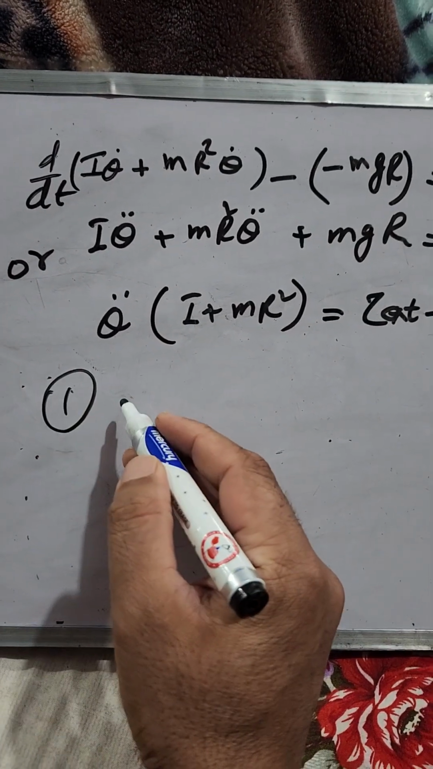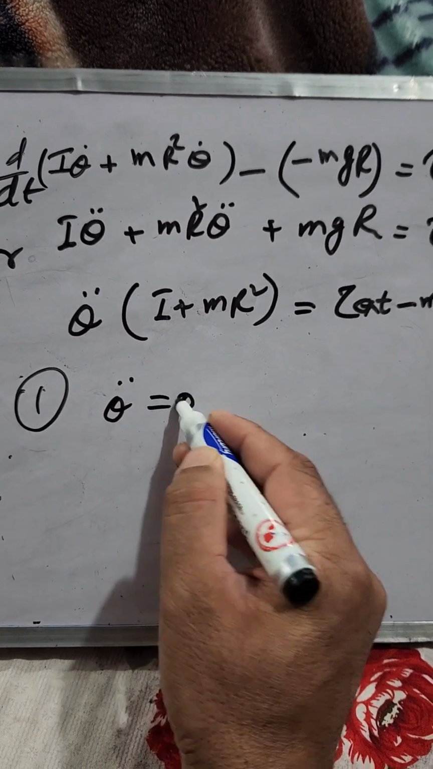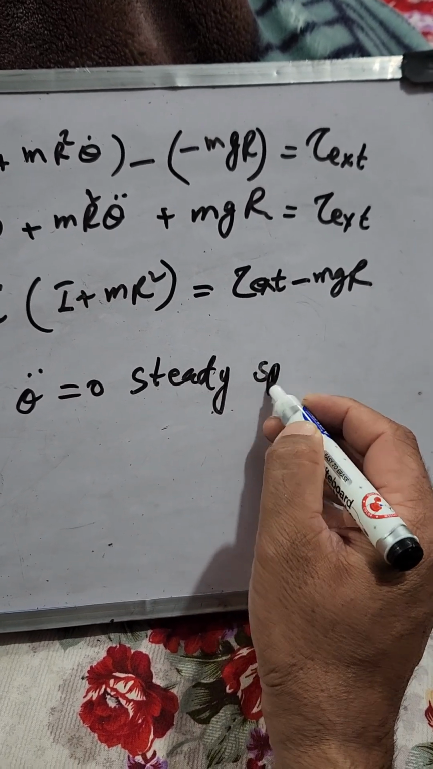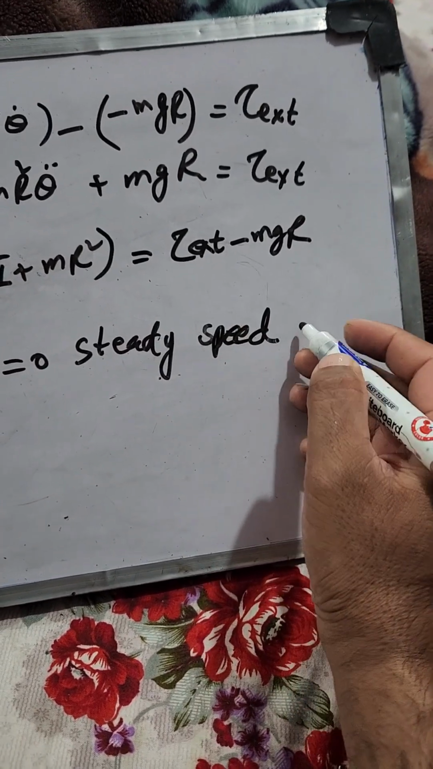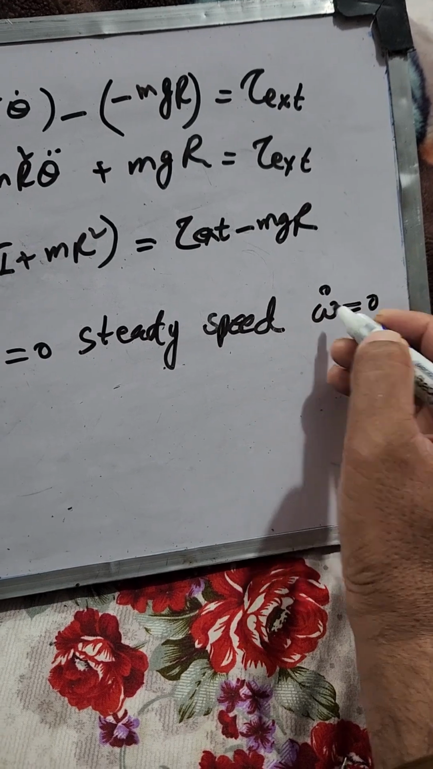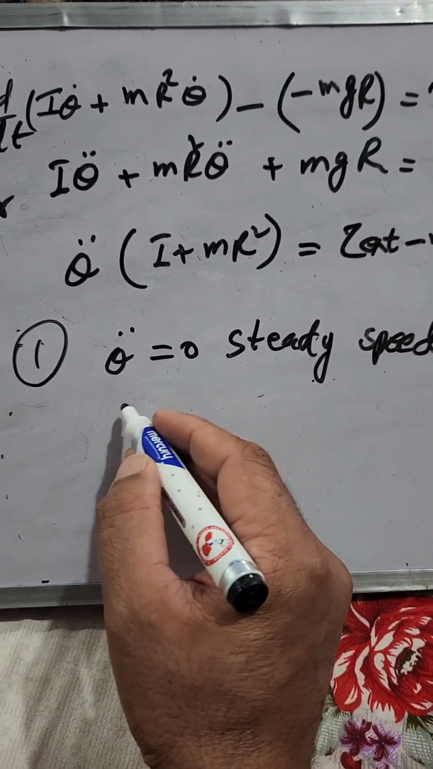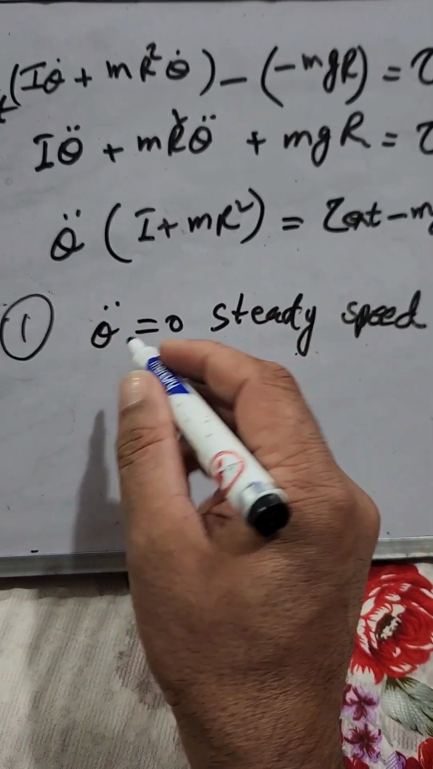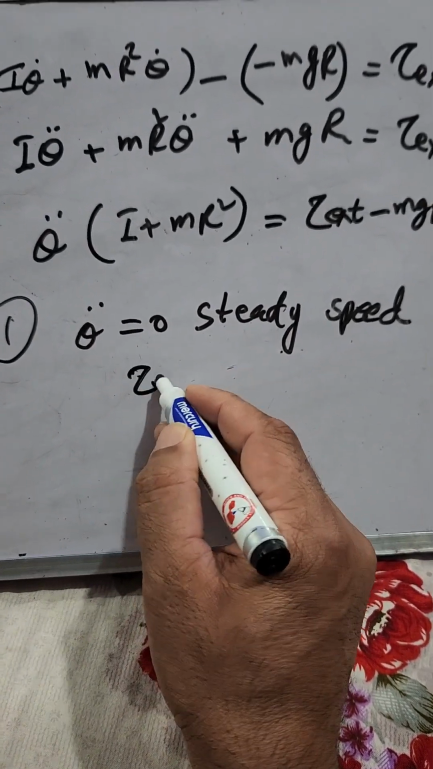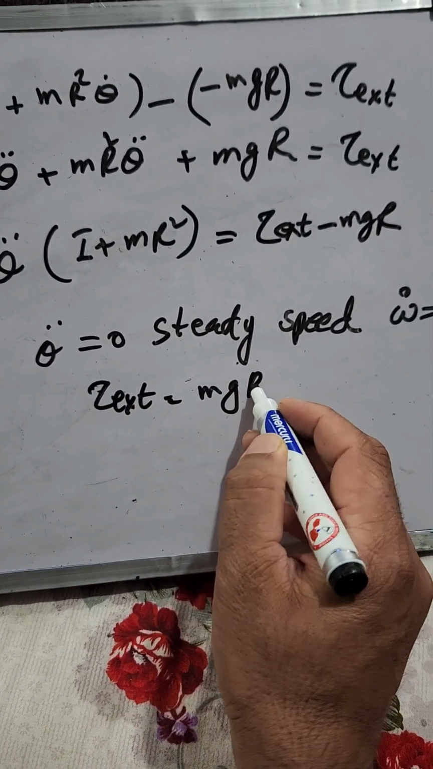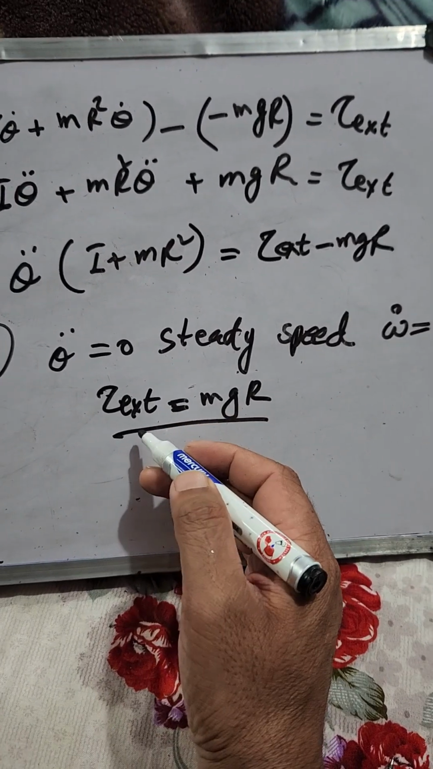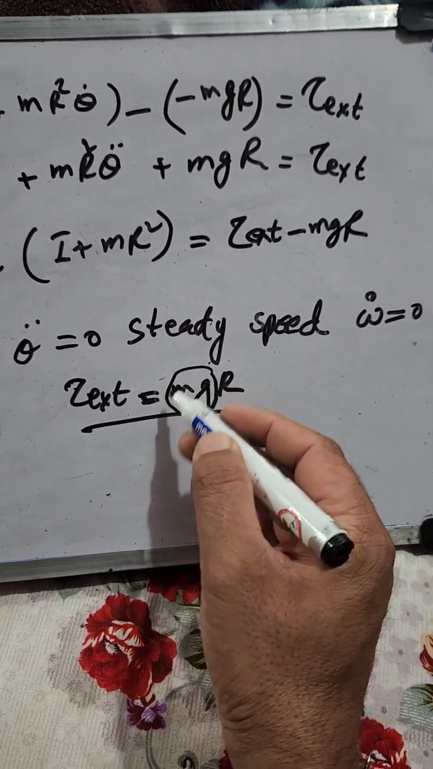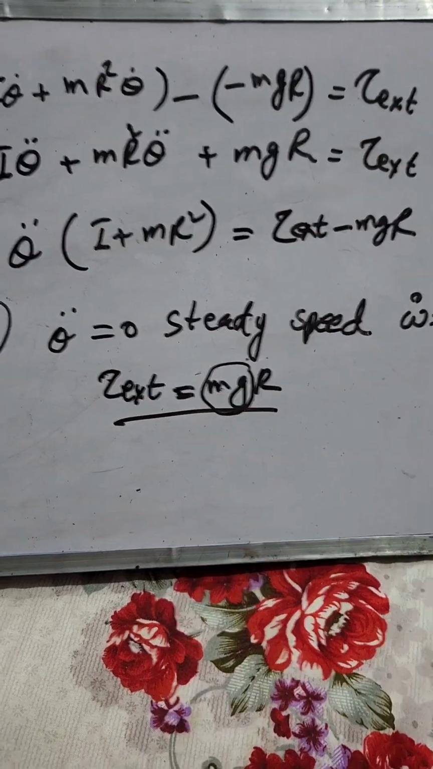For case 1, we consider theta double dot equals 0, that is steady speed, or omega dot equals 0. The bucket is pulled out of the well with constant angular velocity, so theta double dot equals 0. In this case, tau external equals mgr. So the applied torque is equal to the torque required to pull the weight mg, where m is the mass of bucket and water.